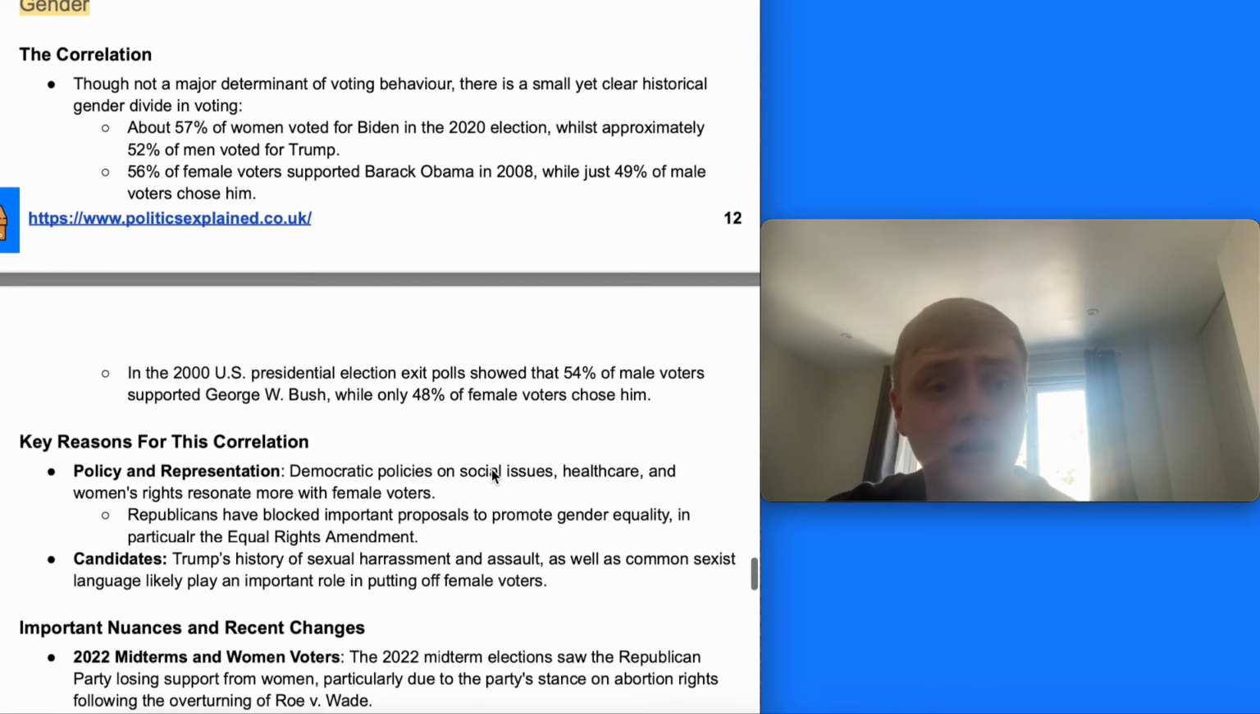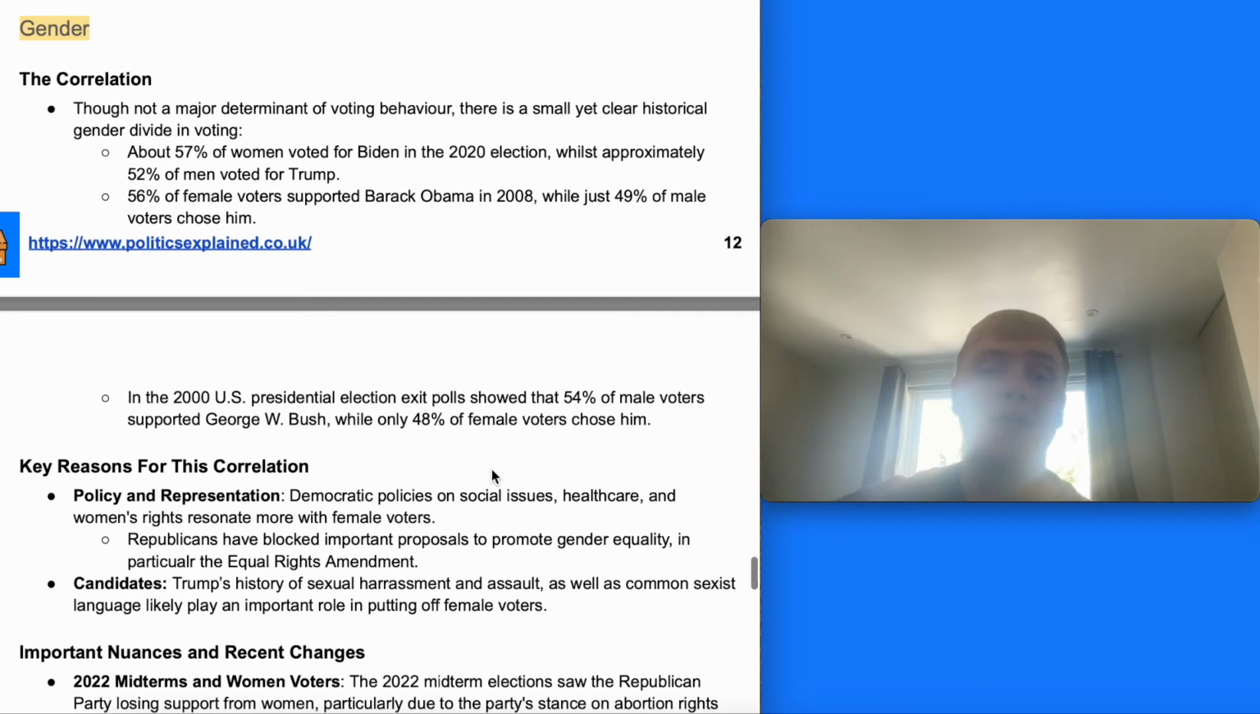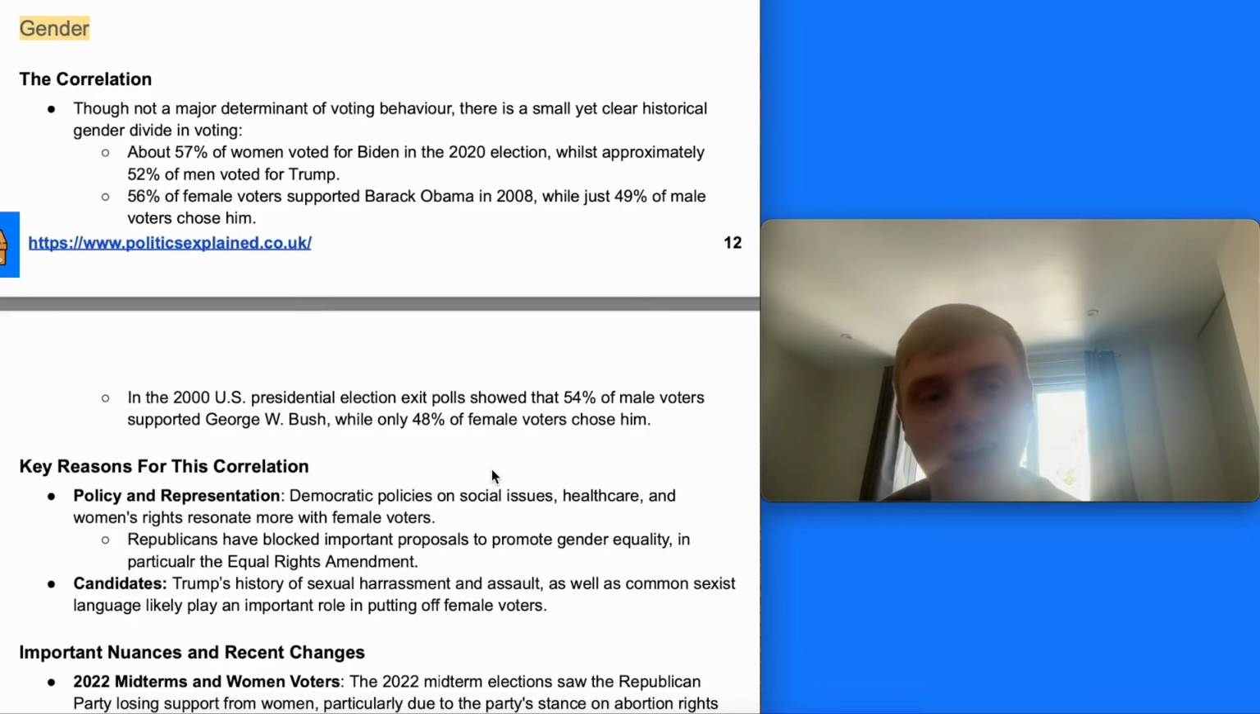In terms of gender, it's not a major determinant of voting behaviour. There is a small yet clear historical gender divide in voting. About 57% of women voted for Biden in the 2020 election, with about 52% of men voting for Trump.